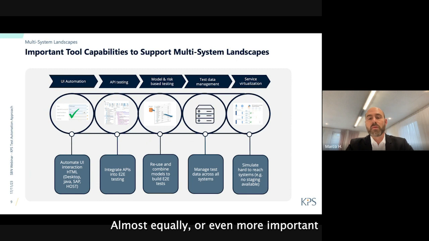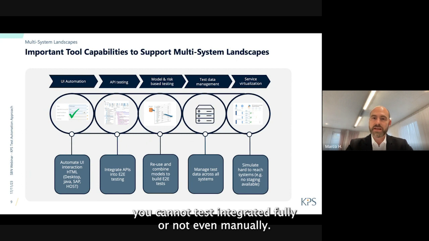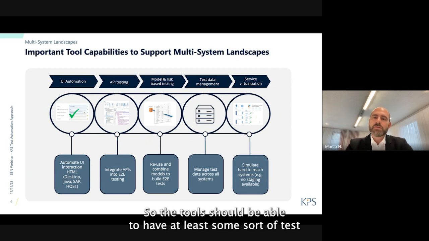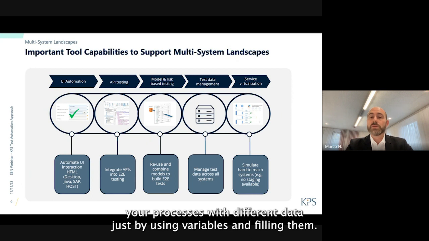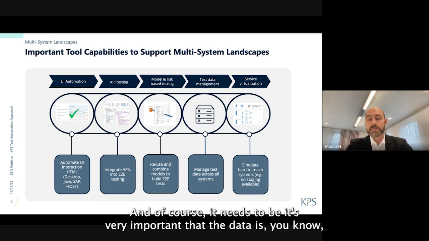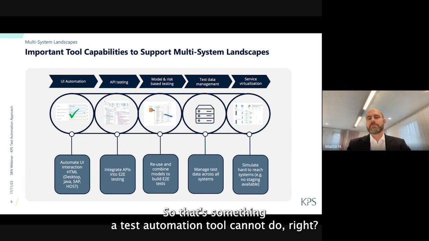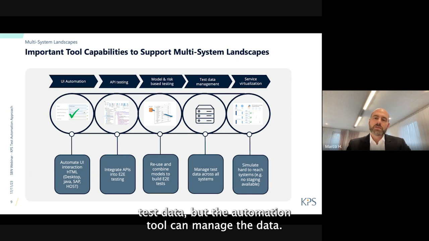Almost equally or even more important is the test data management, because without any integrated test data, you cannot test integratively, not even manually. So of course, also not automatically. The tool should have at least some sort of test data management capability so that you can manage the data, or include the data, so that you're able to automate your processes with different data just by using variables and filling them. And of course, it's very important that the data is available across the systems. That's something a test automation tool cannot do by itself. You need to make sure that you have integrated test data, but the automation tool can manage the data.